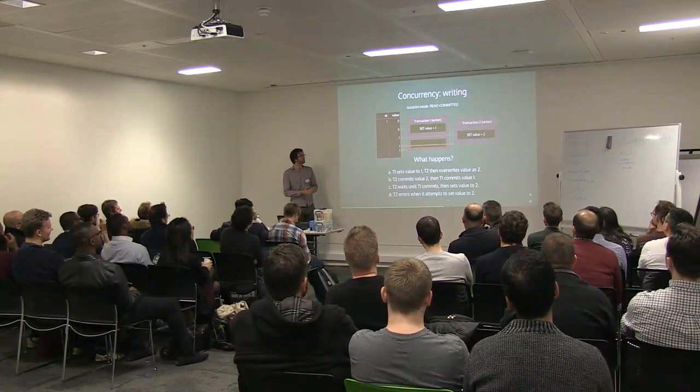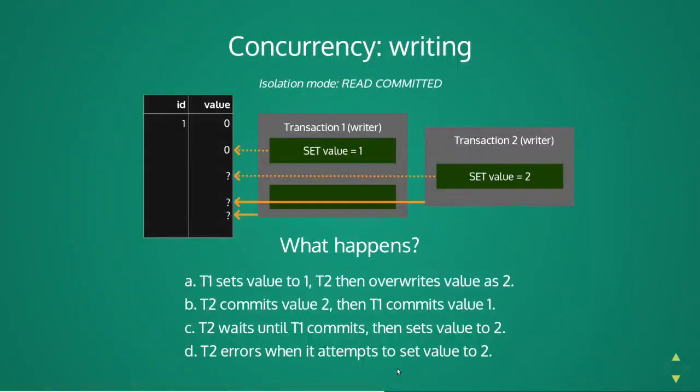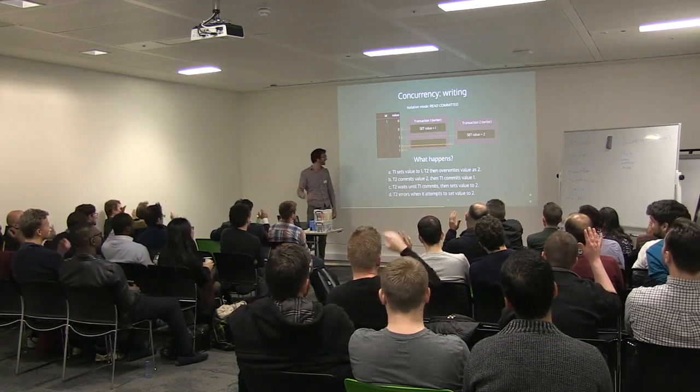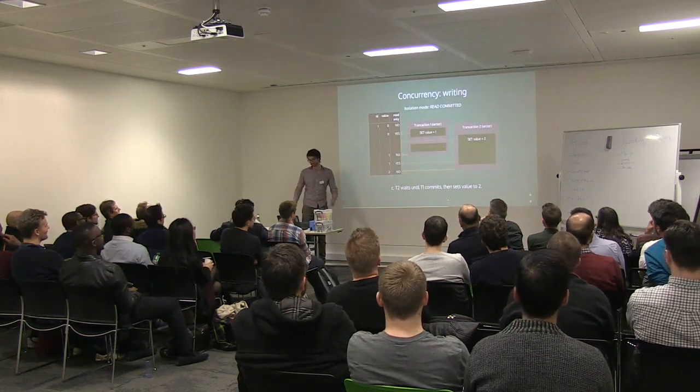So, with this in mind, what happens? This is the same question as before. Does transaction 1 set the value to 1 and then T2 overwrites it? Does transaction 2 commit it first and then transaction 1 commits it? Does transaction 2 wait until T1 commits it and then overwrites it? Or is there an error? Do we know? Who thinks A? Who thinks B? Who thinks C? Yes, you are listening. Okay. So that's the right answer.